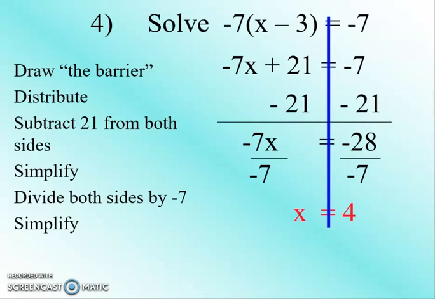Simplify that. And remember now the negative 7x, you need to divide by negative 7 on both sides. Positive 4 for x. If you plug this in, it takes a little bit more work to test it out, but it's negative 7 times 4 minus 3. 4 minus 3 is equal to 1, and so you're going to get negative 7 on both sides.